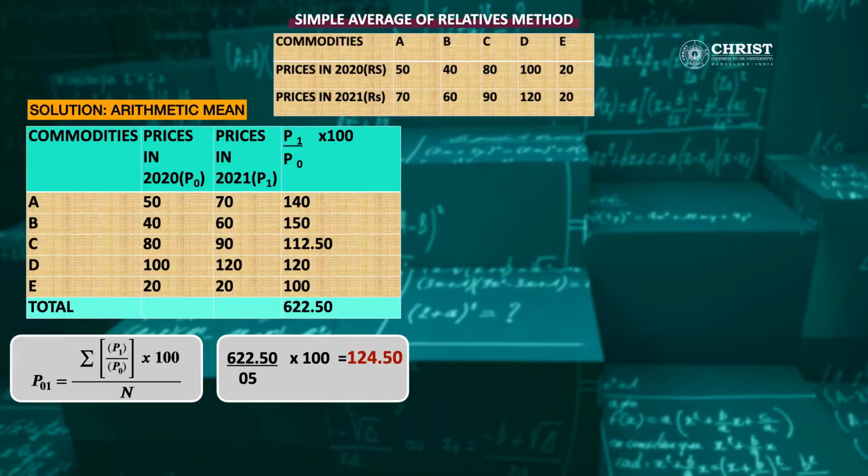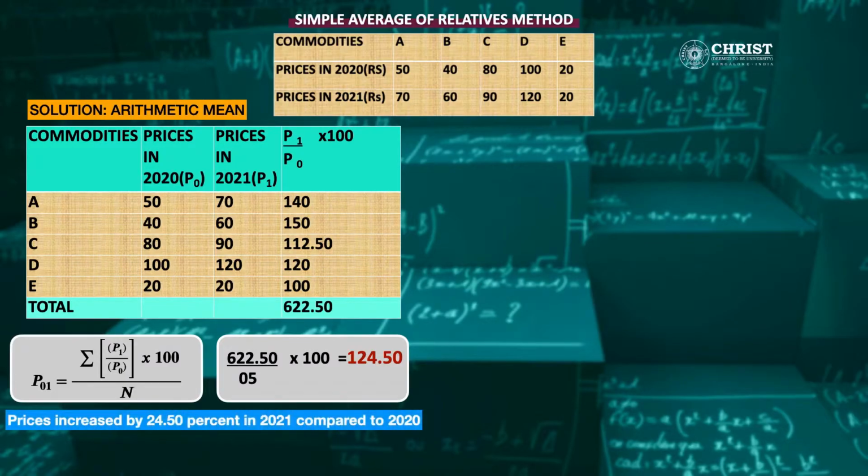Now we have to write the interpretation. That means prices in 2021 increased by 24.50% compared to prices of 2020 for the commodities included in the index. The commodities are A, B, C, D and E.